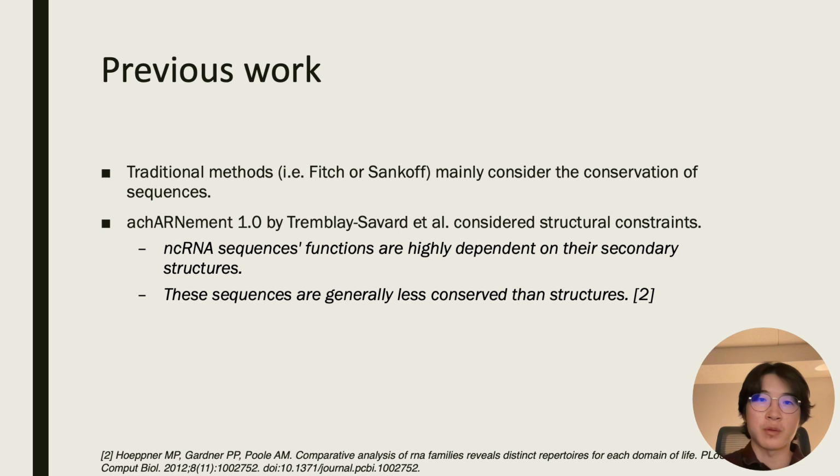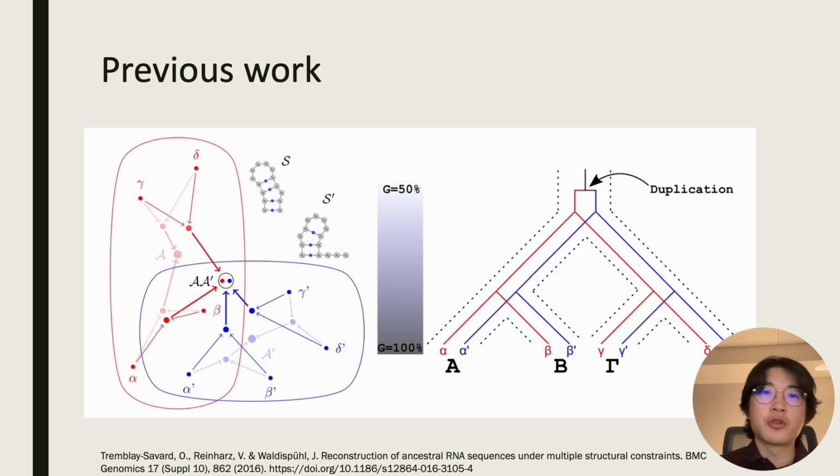Astronomer 1.0 by Tremblay-Savard et al. considered such structural constraints. This figure shows the motivation as well as the high-level idea of Astronomer 1.0. In the left figure, the red and blue areas can represent the ancestral sequence reconstruction with structure S and S'. It is believed that the common ancestor of two homologous families was able to fold into both structures. As we can see here, proceeding with a single target structure could introduce a bias to the results. For example, the red and the blue could each end up with a different set of ancestor sequences that is able to fold into only one of the structures.